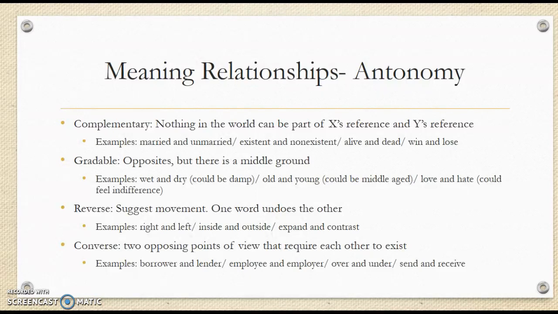So these suggest movements, and one word undoes the other. So left, right. If you're moving right and then you're moving left, you're undoing what you'd already done. Inside, outside. Expand, contract. Not contrast, sorry.